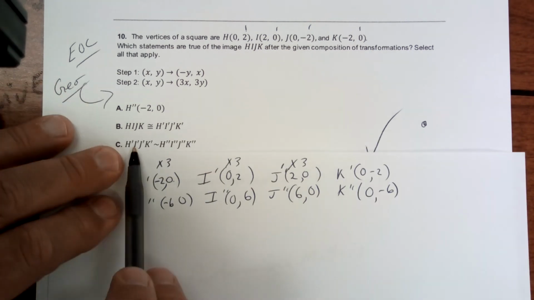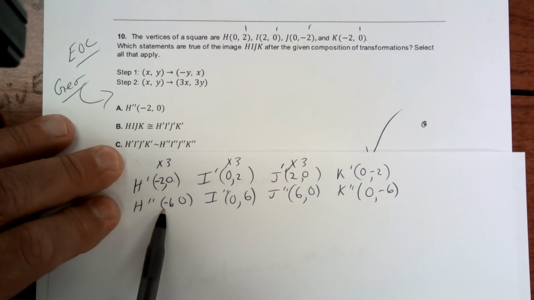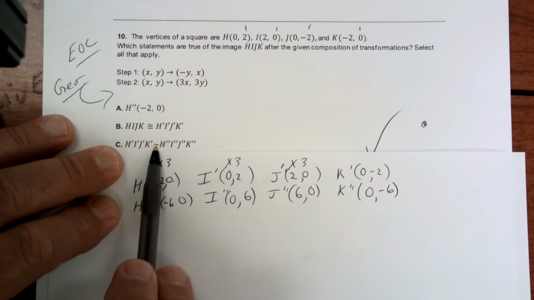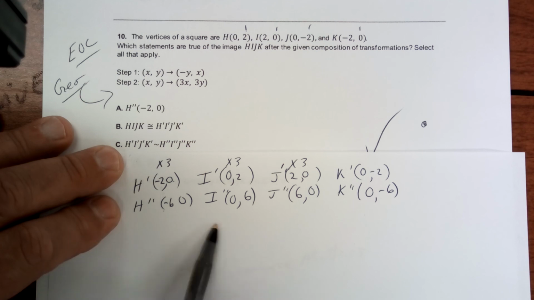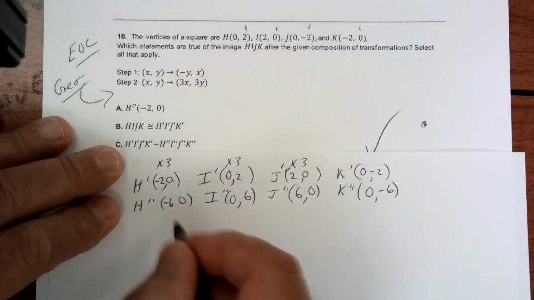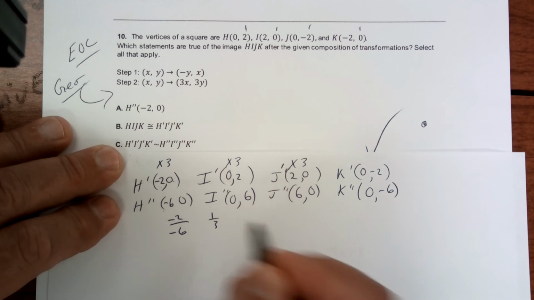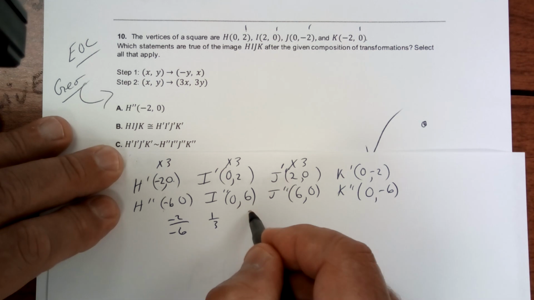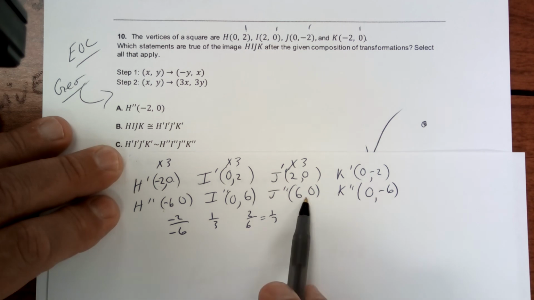H prime is similar to this one. Similar means proportional. Okay? This one said congruent. This one says similar. Okay, so do you have the same scale factor? Well, -2 over -6 is 1/3 positive. 2 over 6 is 1/3. So we do have the same scale factor here. It's 1/3. So that's a possibility.